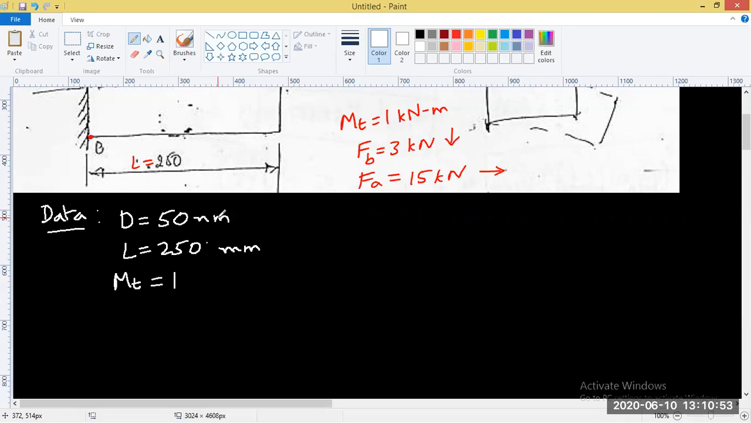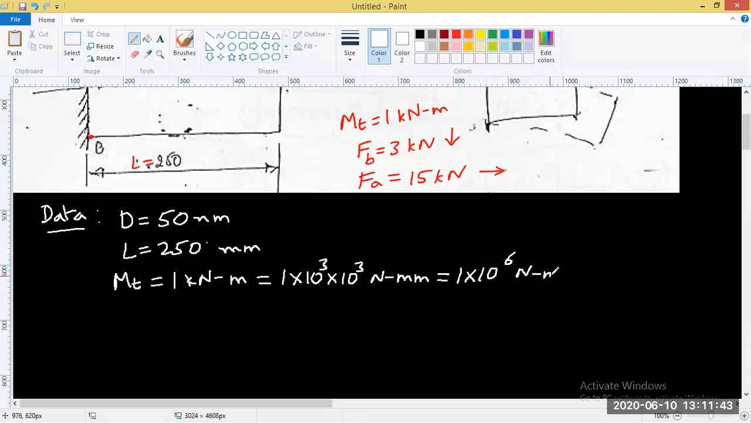So 1 kilonewton meter, if you were to write it in mm, let's do that. Kilonewton and meter. 1 kilo means 10 power 3 newtons, and converting meter to mm, 1 meter is again 1000 mm. So this is in Newton mm. Just convert it, so that will be 1 into 10 power 6 Newton mm. Let's convert everything to a similar kind of units first.